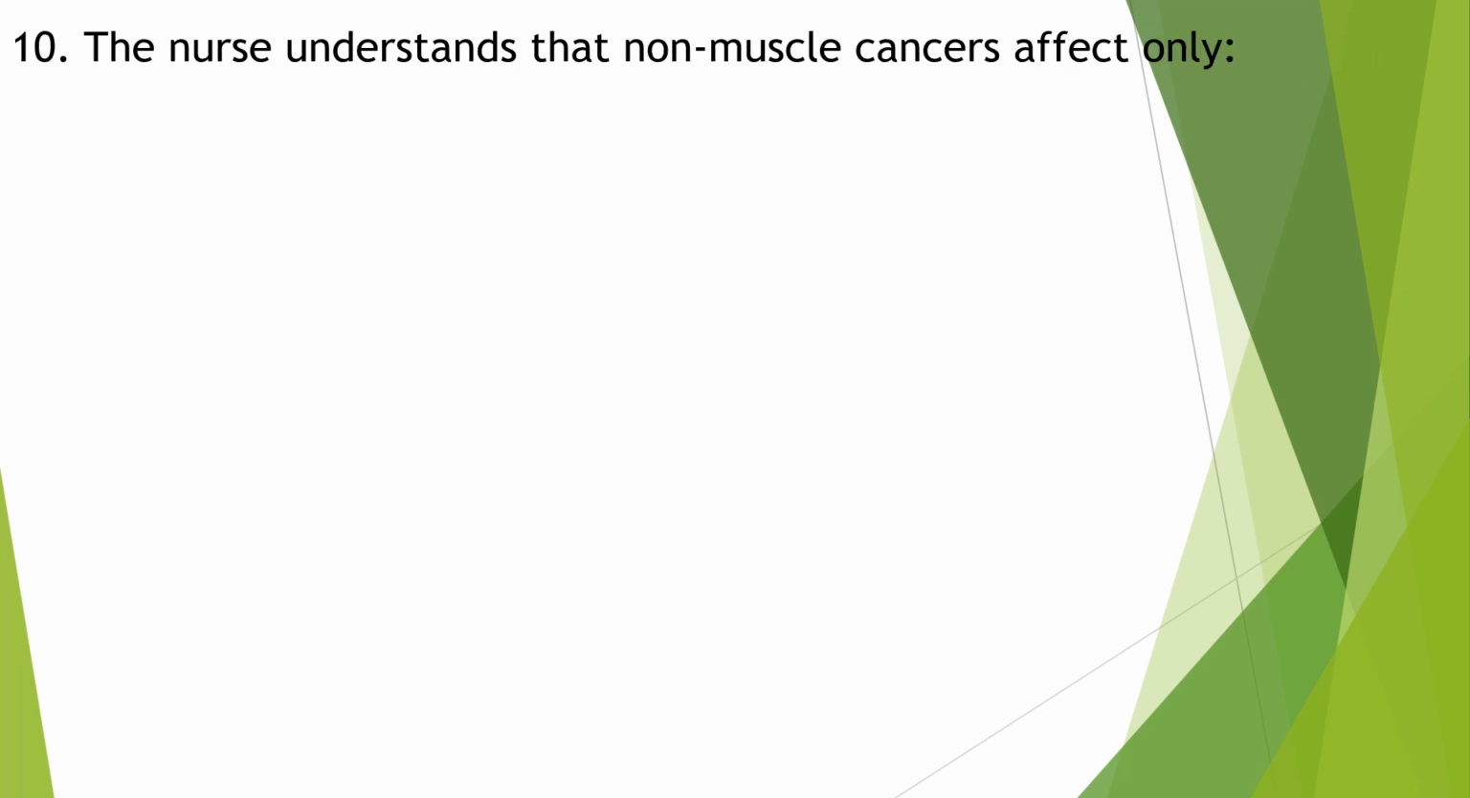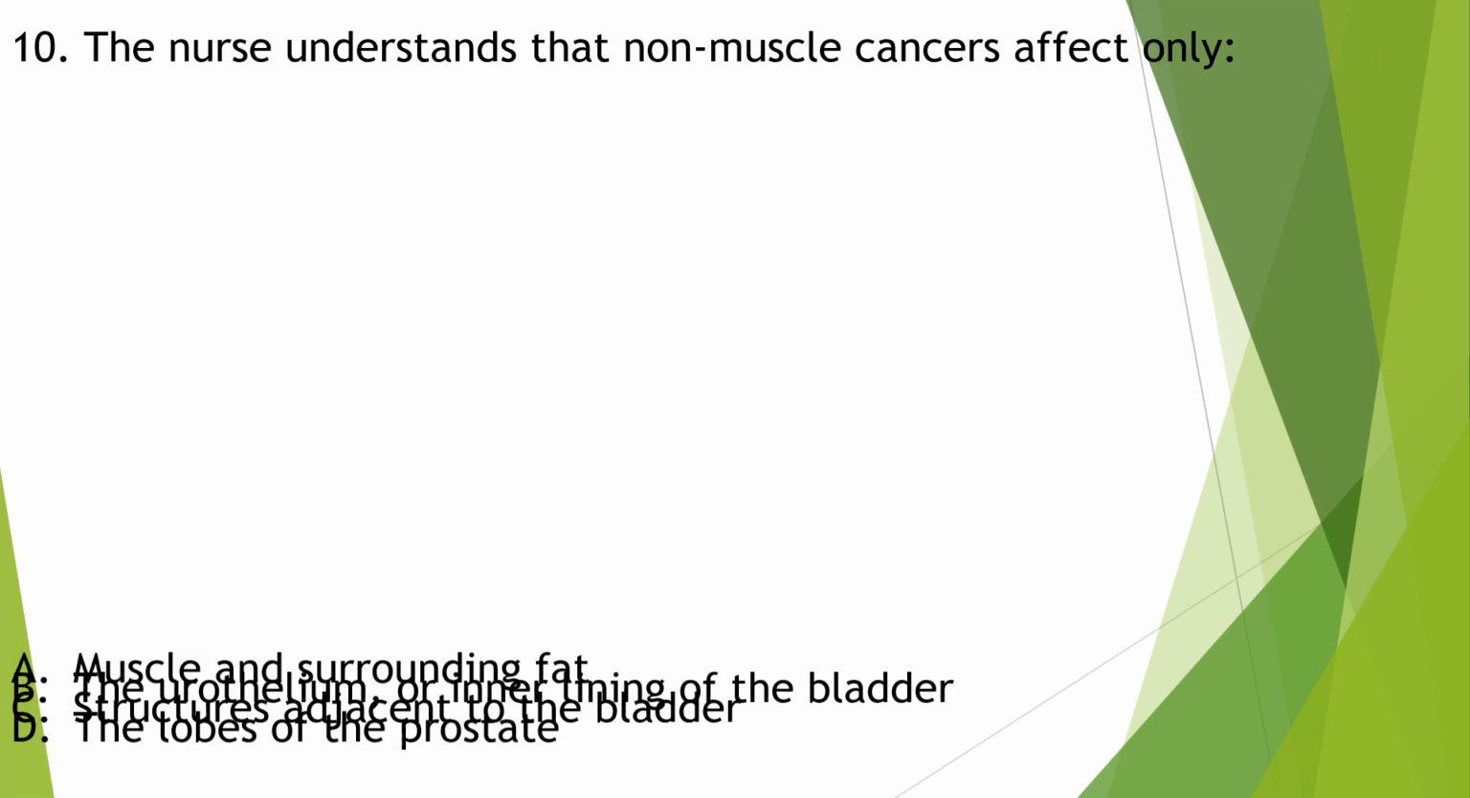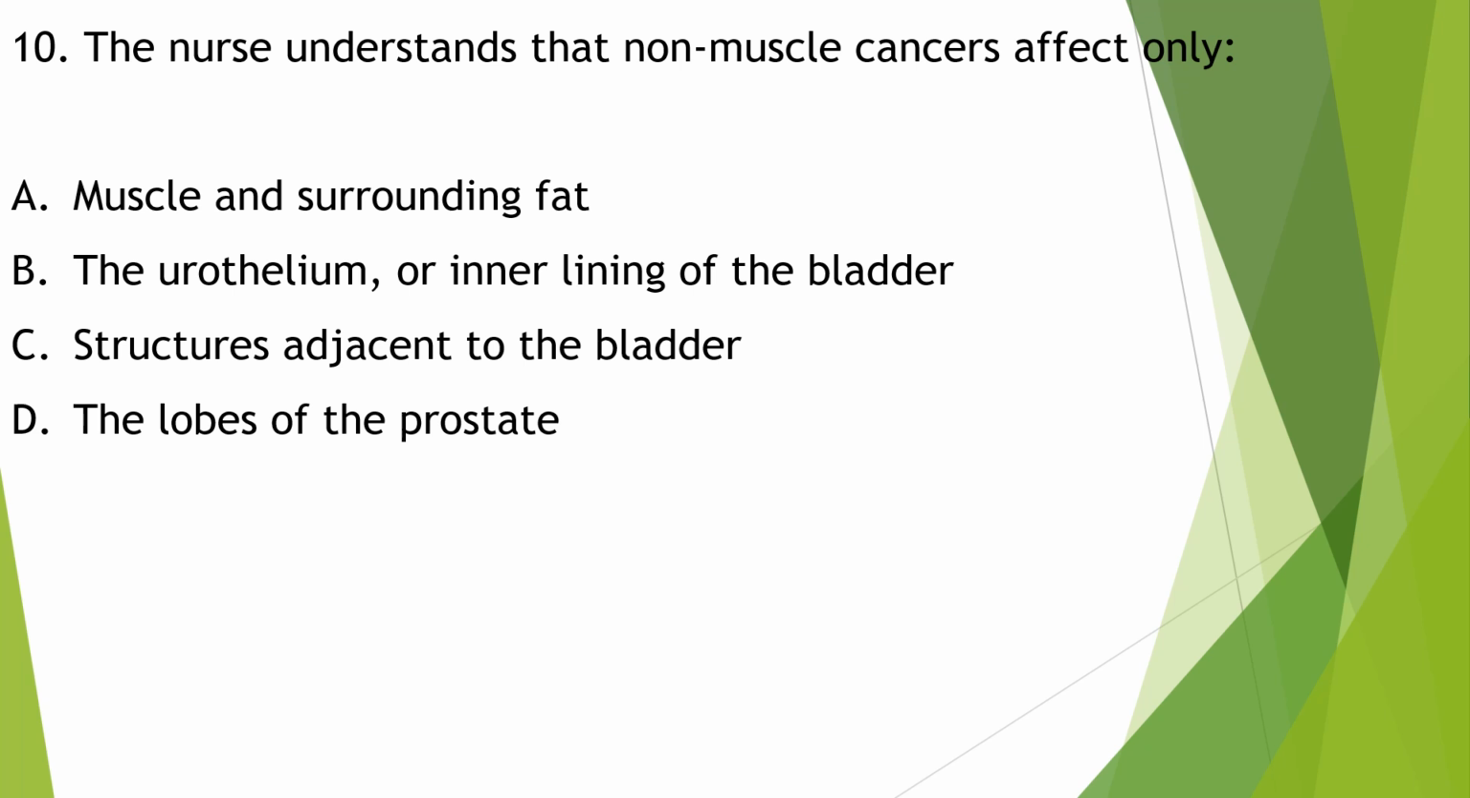The nurse understands that non-muscle invasive bladder cancers affect only muscle and surrounding fat, the urothelium or inner lining of the bladder, structures adjacent to the bladder, or the lobes of the prostate. Non-muscle bladder cancer only affects the inner lining of the bladder. It has not involved the surrounding muscles, adjacent structures or the prostate. So here it's the urothelium or the inner lining of the bladder.